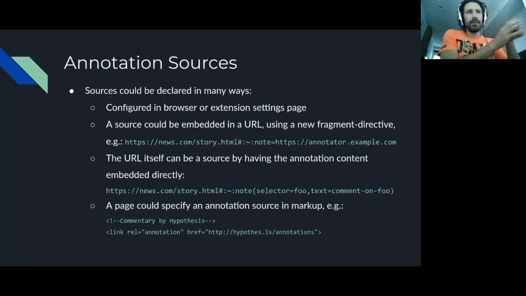So I can think of a few ways annotation sources might be added to a page, and maybe there's others, but this is basically how I've been thinking about things. You could configure it in a browser or in an extension settings page. So this is basically the model that we have today with existing tools. And each page load would go and query the source for any annotations it has.